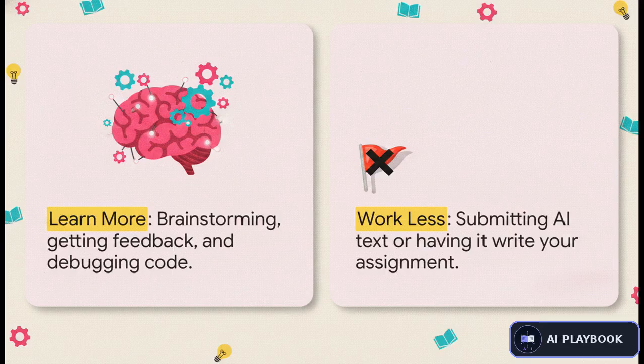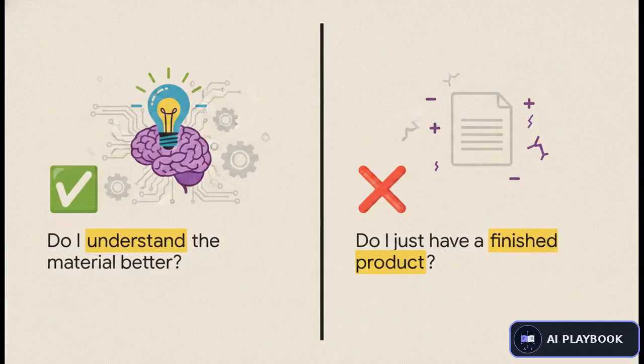That's disciplined use. The work less side, that's submitting AI text as your own, having it write the assignment from scratch, or turning in code you couldn't explain to save your life. That is exactly where academic integrity gets violated. So whenever you're kind of unsure which side of that line you're falling on, ask yourself this ultimate litmus test. After using this tool, do I actually understand the material better, or do I just have a finished product? If it's the second one, if you just have a polished essay but literally zero new knowledge in your head, you've crossed the line and you need to stop.